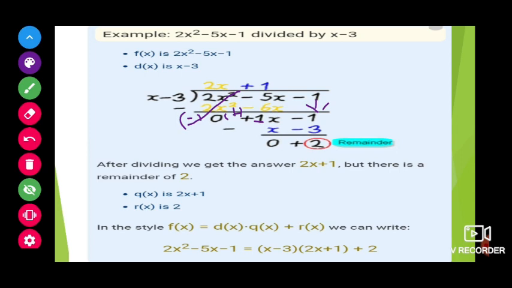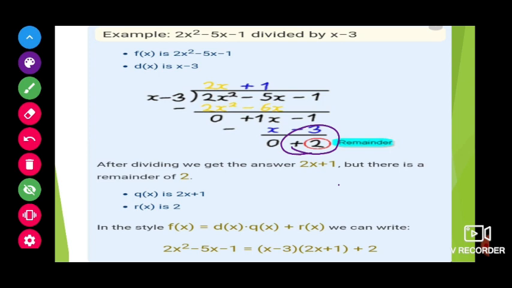Now again we take the first term: here it is 1x, and here the first term is x. Again, to get x, what should be multiplied with x? Nothing extra, so we take 1. x into 1 is equal to x. Now this 1 should be multiplied with the 3 also, so 3 into 1 gives 3. Now signs will change: plus x will become minus x, minus 3 will become plus 3. Now x gets cancelled. Minus 1 plus 3 gives plus 2 as the remainder.